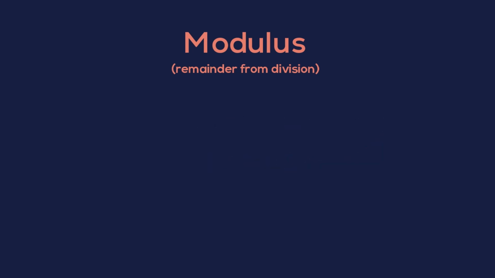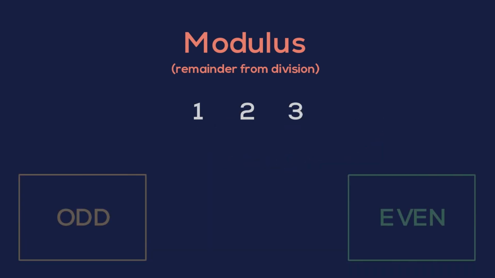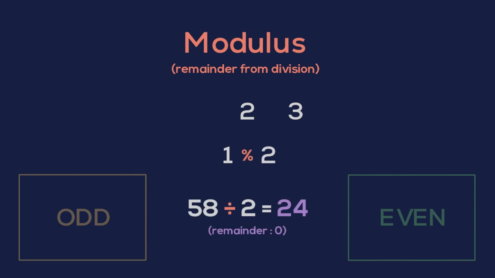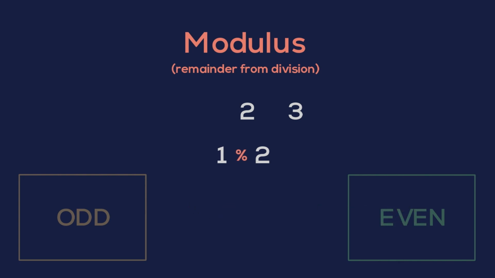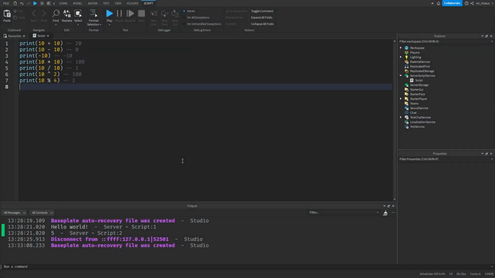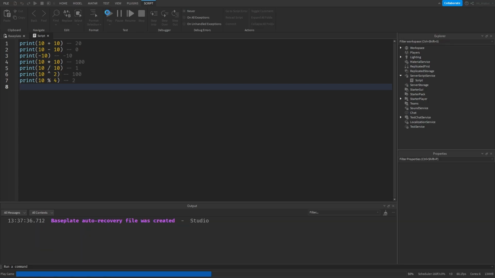This operator is useful for checking if a value is odd or even by taking the number modulo 2, because any number that is divisible by 2 is an even number. So if the result is 1, the value is an odd number, but if the result is 0, the value is an even number. These are all of the arithmetic operators that Luau has so far. There are other types of operators, but we'll learn them later. Let's run the code now and see what happens in the output.